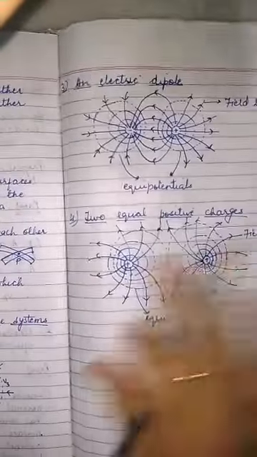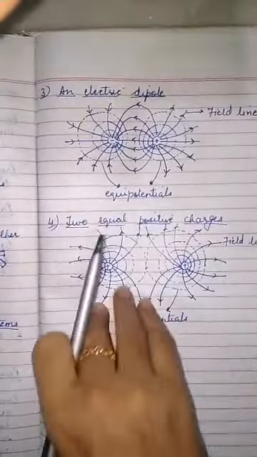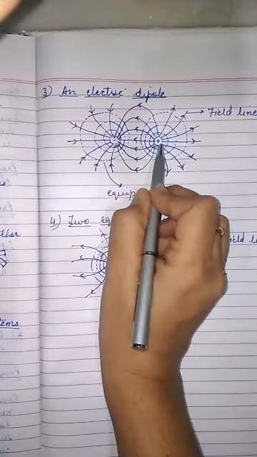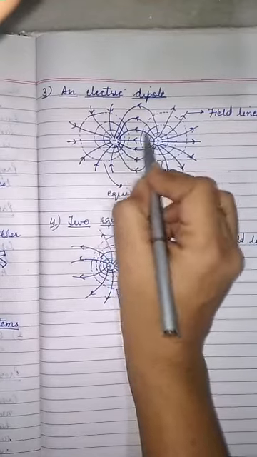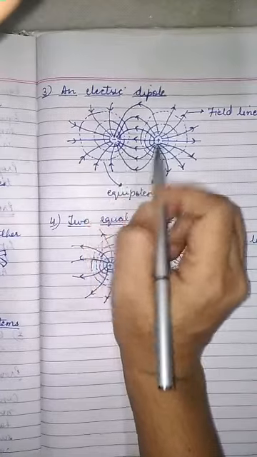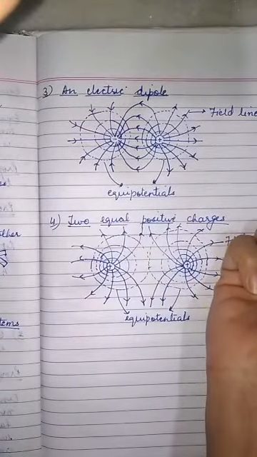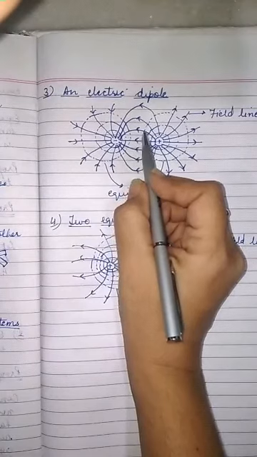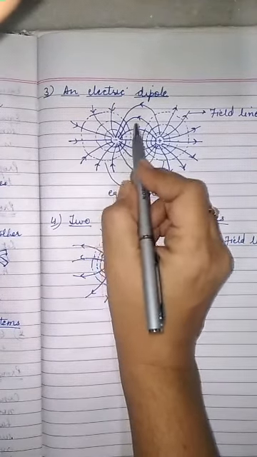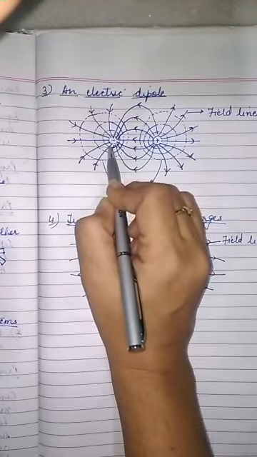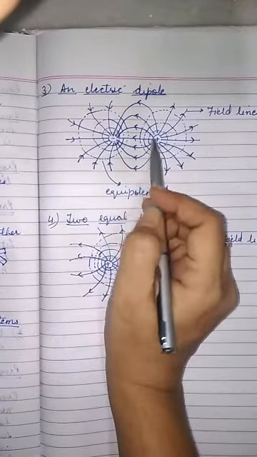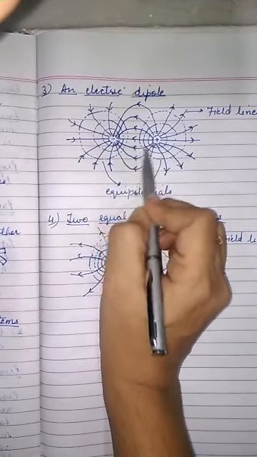Now third is an electric dipole: a plus charge and a minus charge. These are the field lines of an electric dipole, from positive to negative. We know that the electric field intensity is stronger in the region between the positive and negative charge, because there is a force of attraction between the two charges. So the electric field intensity is stronger here.